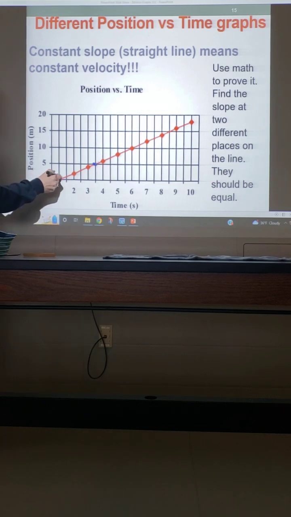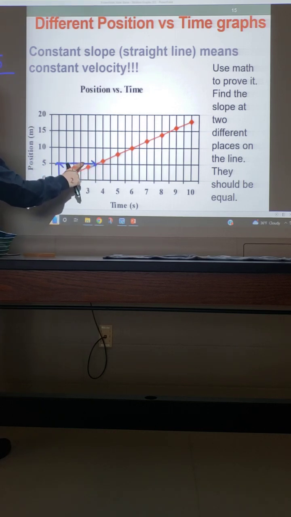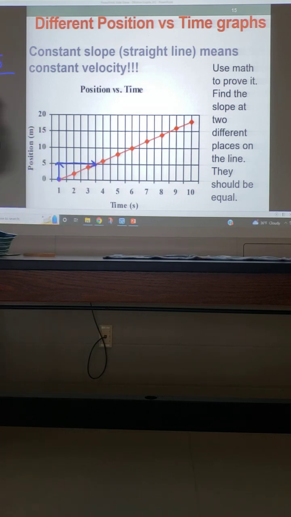So if I go up 1 space, that's really a vertical change of 5, right? Because 1 space was worth 5 meters. And then it went over, and we're gonna go 1/2, 1, 1.5, 2, 2.5. It changed horizontally 2.5. And so when we take 5 divided by 2.5, we end up with 2, right? So that's the slope right here.